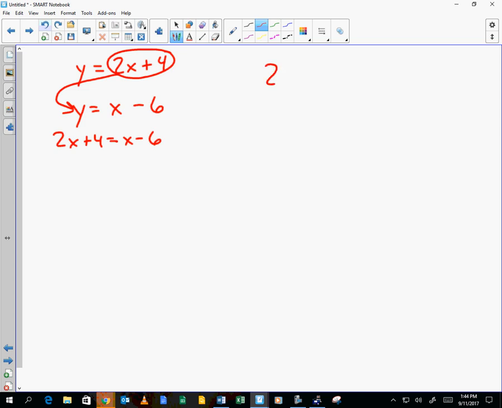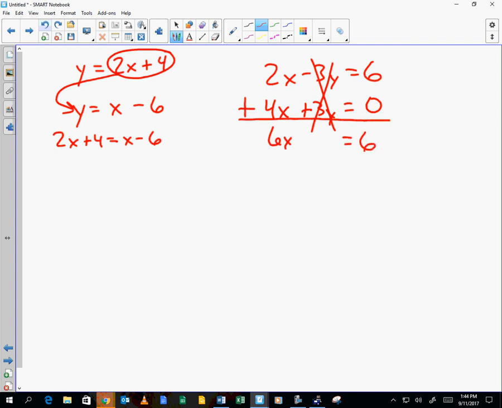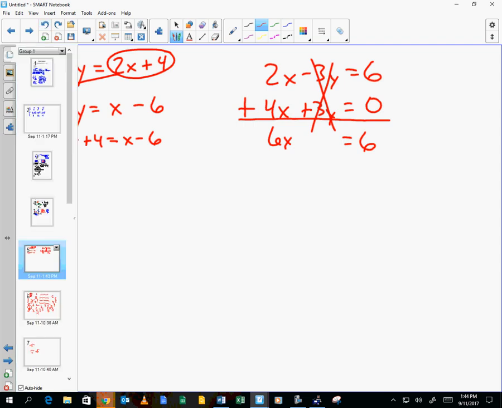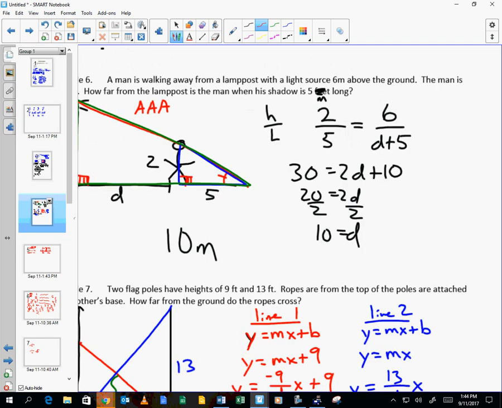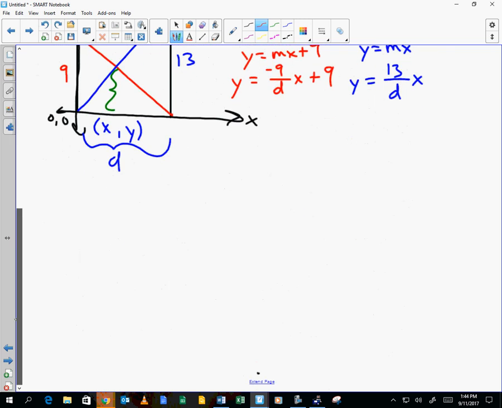Suppose I have this. 2x minus 3y is equal to 6, and 4x plus 3y is equal to 0. What do I do there? Yeah, that's called elimination, right? So we have elimination or we have substitution. Those are 2 options. So what am I going to use in this situation? I use substitution. Okay? So I will say this goes here.